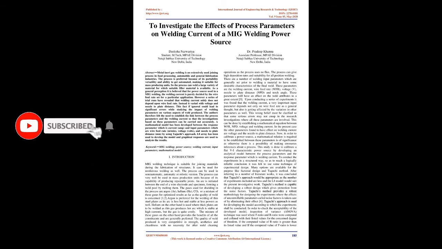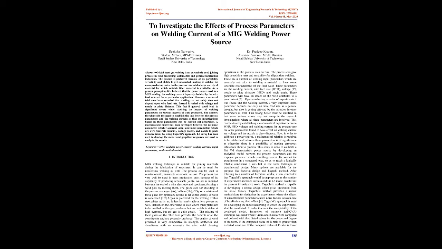Introduction. MIG welding technique is suitable for joining materials during the fabrication of structures. It can be used for non-ferrous welding as well. The process can be used in semi-automatic, automatic, or robotic version. The process can very well be used in mass production units because of its capability of producing repeatable joints. An arc is initiated between the end of a wire electrode and specimen, forming a weld pool by melting them.